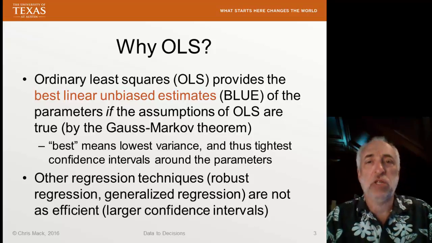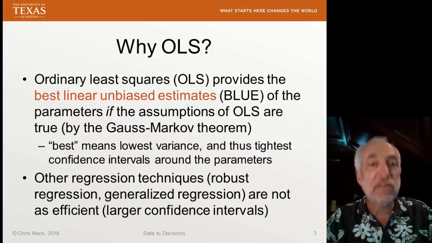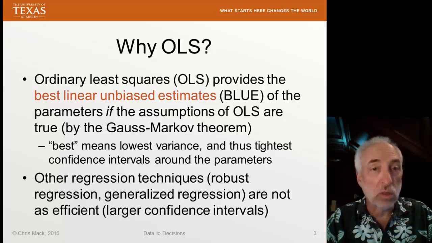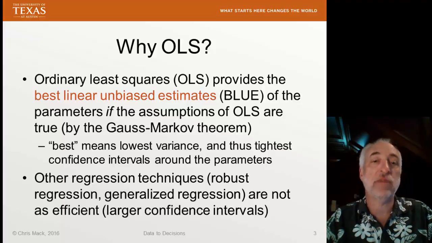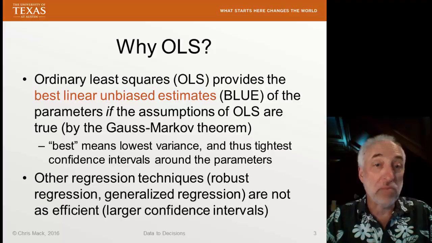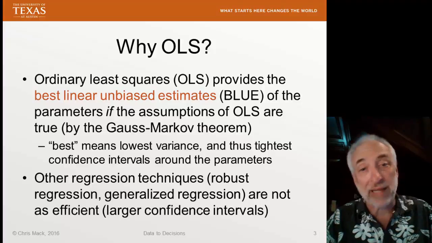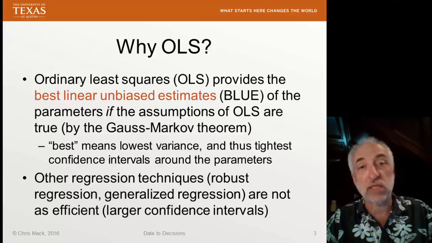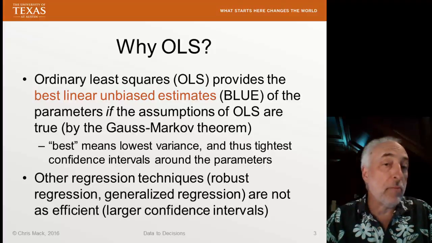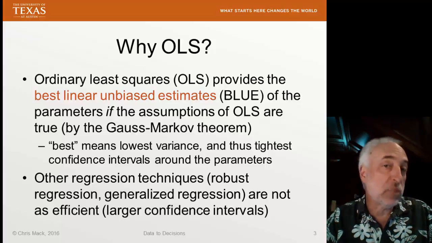Why do we worry so much about ordinary least squares regression? Well, it's a very simple reason. If the assumptions of OLS hold, then OLS provides the best linear unbiased estimates of the parameters of our model. By best, we mean the lowest variance. If they're unbiased, that means if I repeat the experiment over and over and over again, I will get, on average, the correct value. It's an unbiased estimate of the true value. And best means the lowest variance. That means we're going to have the tightest confidence intervals about those parameters.